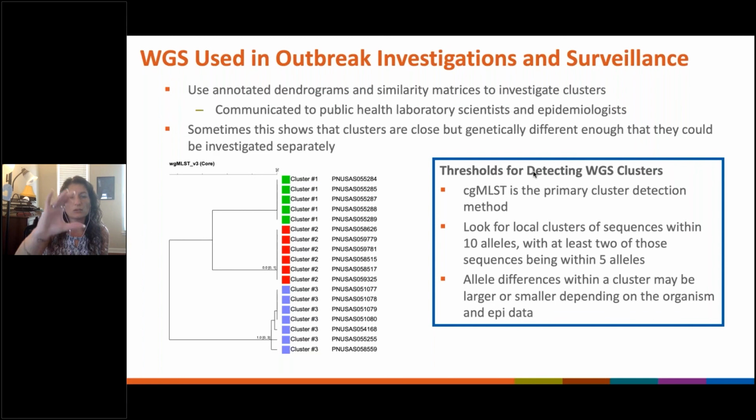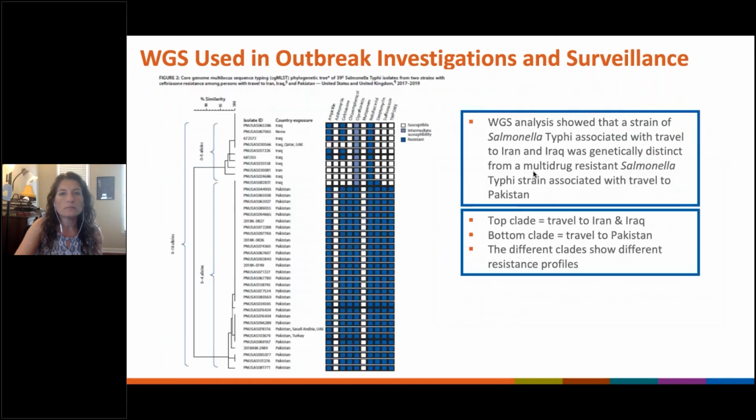So cgMLST is the primary cluster detection method, and in general, as a guideline, we ask for local clusters to be sequences within 10 alleles, and then at least 2 of those sequences should be within 5 alleles. And all of this, you still have to keep in mind, allele differences within a cluster may be larger or smaller, depending on the organism and the epidemiologic data.